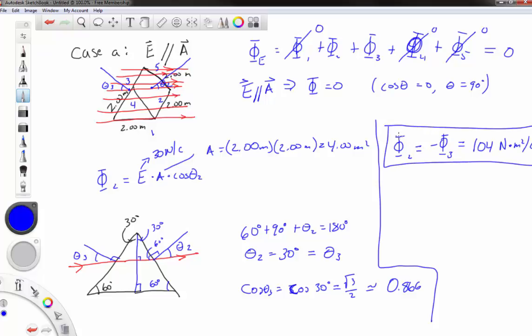And so now we've actually solved it. Because you can see that if these two are opposites and all the others are 0, then the total flux is also in fact 0. So we've solved case A. Now let's look at case B.